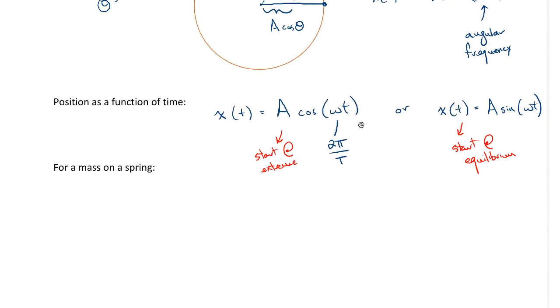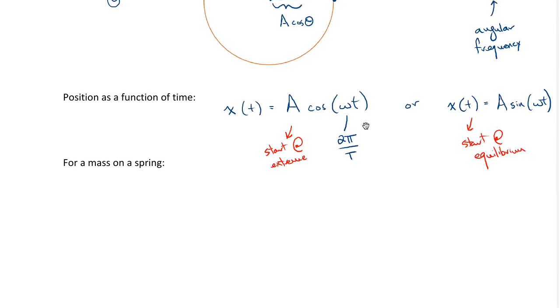Let's do one more thing and take a look at how we can connect this quantity angular frequency to our equation for the period of a mass on a spring. Remember that our period for a mass on a spring was equal to 2 pi times the square root of the mass divided by the spring constant. Now, if we rearrange this a bit, let's divide both sides by T, the period, and then divide both sides by this square root sign.